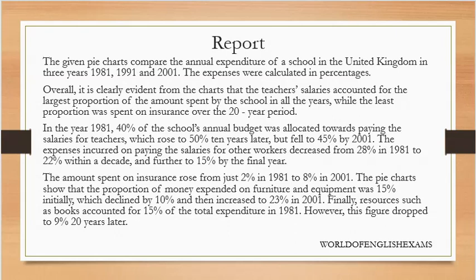The expenses incurred on paying the salaries for other workers decreased from 28% in 1981 to 22% within the decade, and further to 15% by the final year. The amount spent on insurance rose from just 2% in 1981 to 8% in 2001. The pie chart showed that the proportion of money expended on furniture and equipment was 15% initially, which declined by 10% and then increased to 23% in 2001. Finally, resources such as books accounted for 15% of the total expenditure in 1981. However, this figure dropped down to 9% 20 years later.